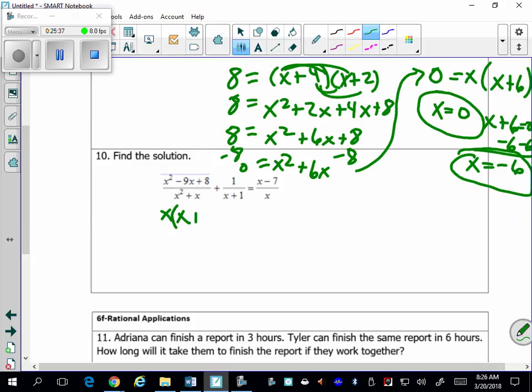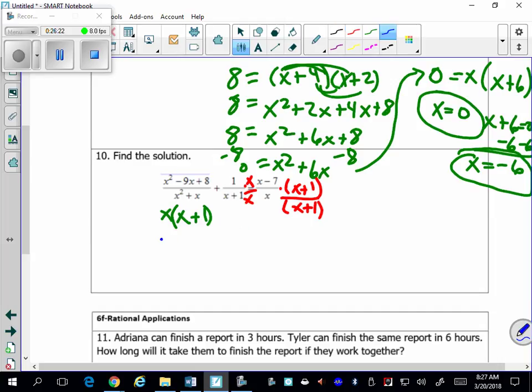Now I look at what's in common with all the factors. I have an x and an x in the last. X plus 1 in the first, x plus 1 in the second, but not in the last. So it looks like x times x plus 1 is going to be my common factor. So if you multiply the middle fraction by just x over x, and the last fraction by x plus 1 over x plus 1, that'll give us x times x plus 1 on each denominator, leaving us with just our numerator.